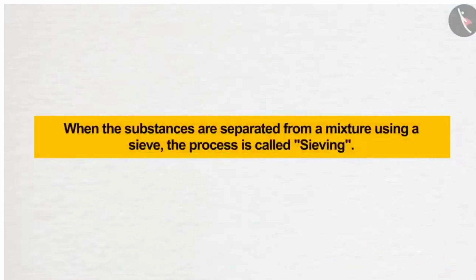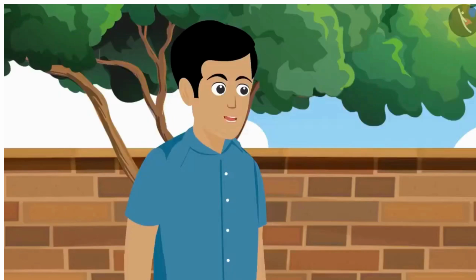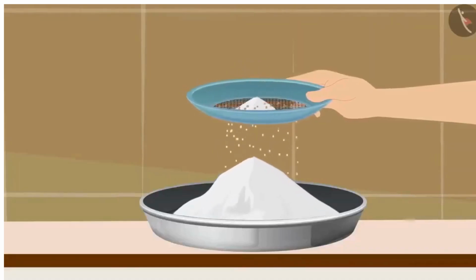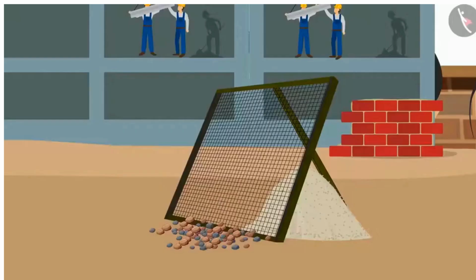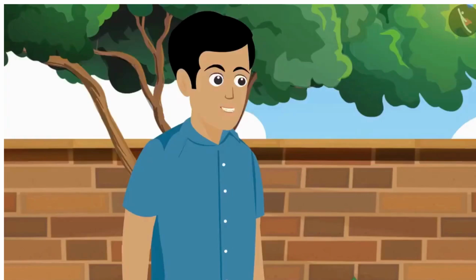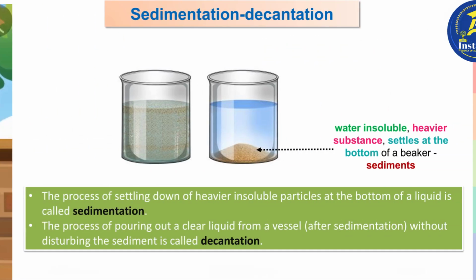Sabina is right. In this way, when the substances are separated from a mixture using a sieve, the process is called sieving. Can anyone tell me where else this type of process is seen? Yes, we separate the impurities from the flour by sieving before making the chapati. I have also seen a large sieve at the construction site. It helps separate the pebbles from the sand. Very good. Separation of substances is done.